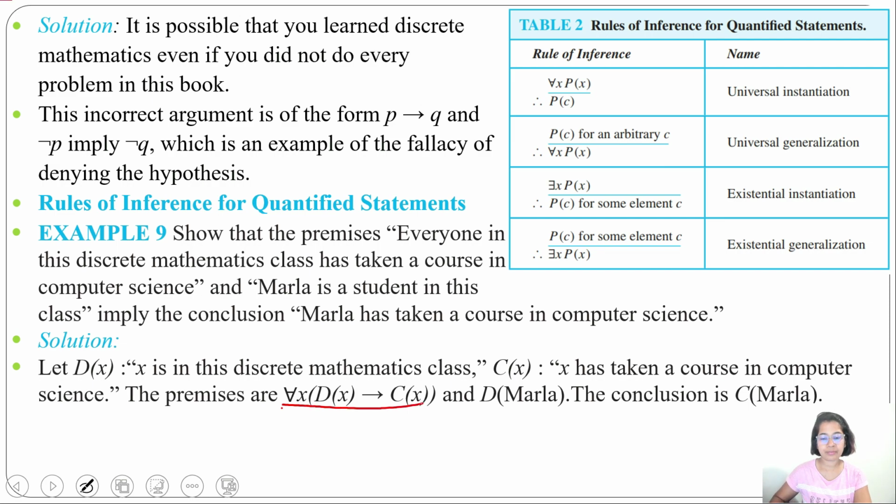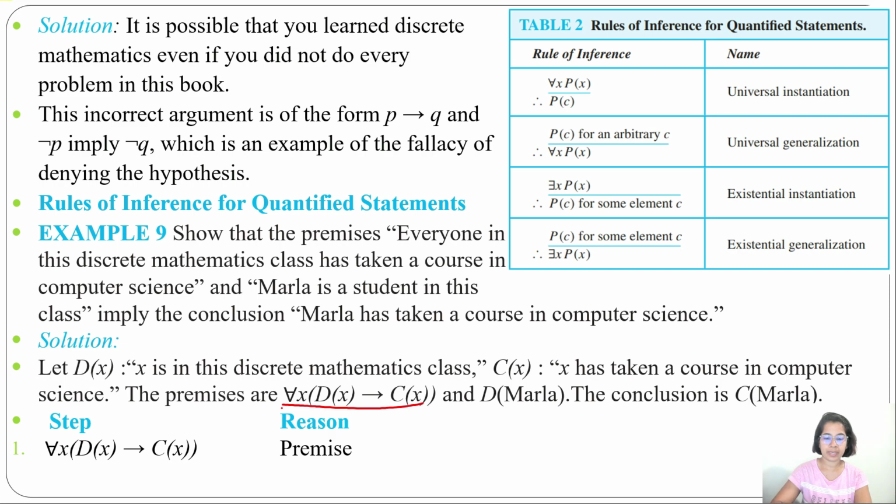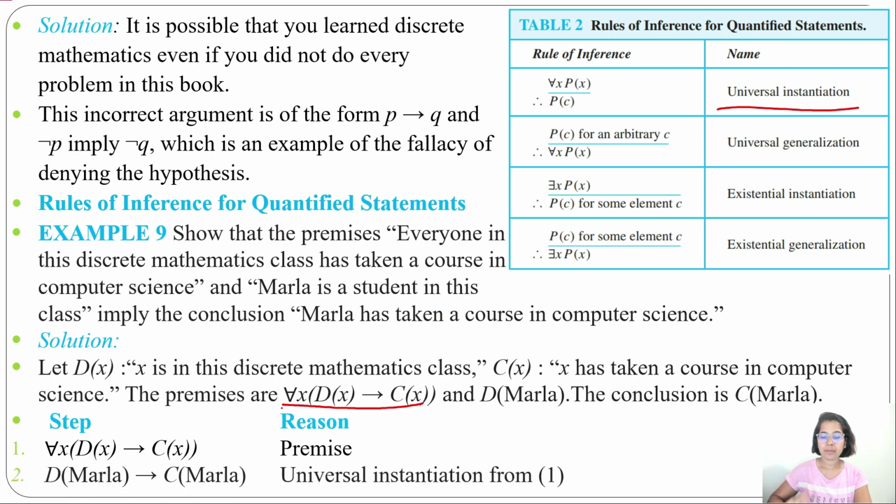First given is for all x, D(x) implies C(x). It's a premise. We can use universal instantiation. By that it will be D(Marla) implies C(Marla). Marla is some student and Marla is included in everyone. Marla is in this discrete mathematics class. So D(Marla) implies C(Marla), by universal instantiation from 1.